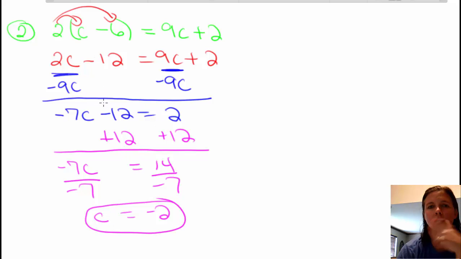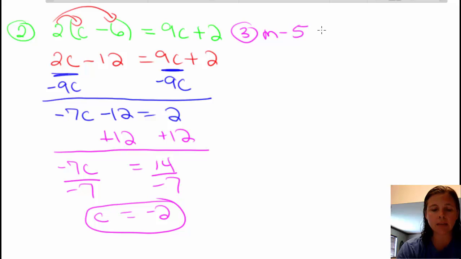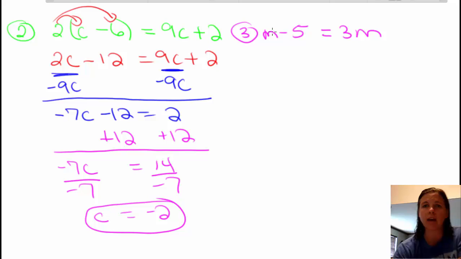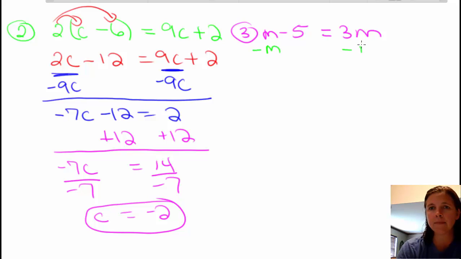Okay, if it makes sense to you to just always get your variables together, then do that. Okay, now the next one. So again, if something is on the same side of the equal sign, you just add or subtract it. But if we have to move it, you have to do the opposite. Okay, so we want to get our m's together. It doesn't make sense to move this 3m over here because we'll be left with nothing. So we subtract m.